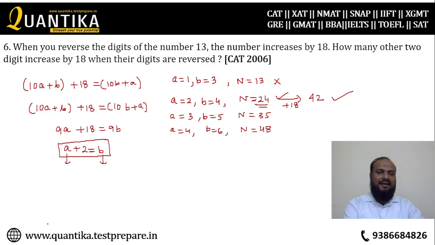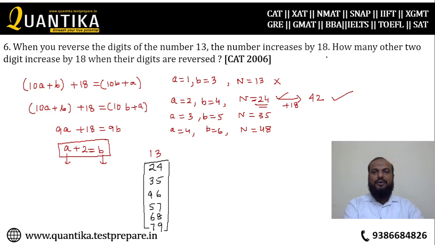So you can see there is a certain number like 13 and then a list of numbers: 24, 35, 46, 57, 68 and 79. Out of this list, 13 will not be accepted. From 24 to 79, there are 6 possible numbers. How many other two-digit numbers increase by 18 when their digits are reversed? So this is 6 possible values. Very logical question.